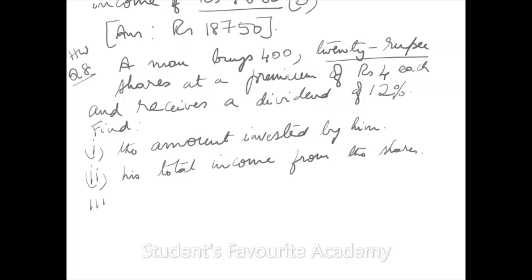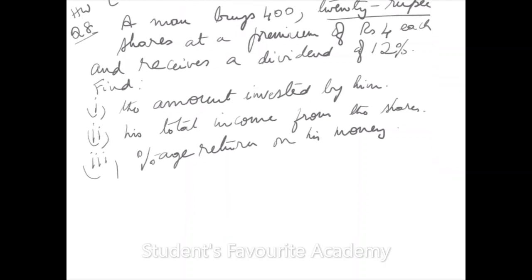And third question is percentage return. That means you have to find the return percent on his money. So you know the formula, R percent into market value is equal to D percent into the nominal value. So you know market value, you know nominal value, you know D percent, so R percent can be easily calculated. Okay, so you do it on your own.